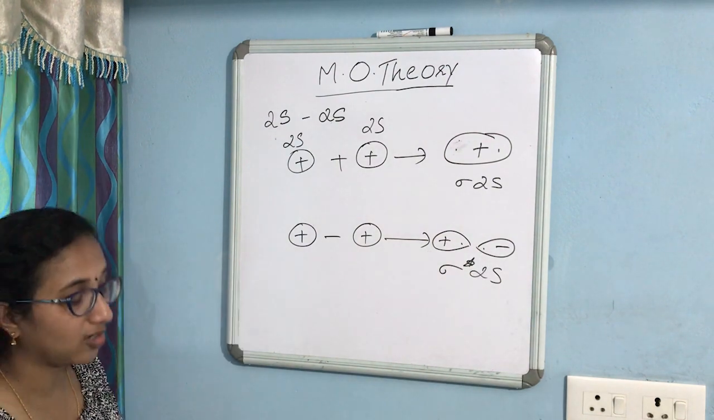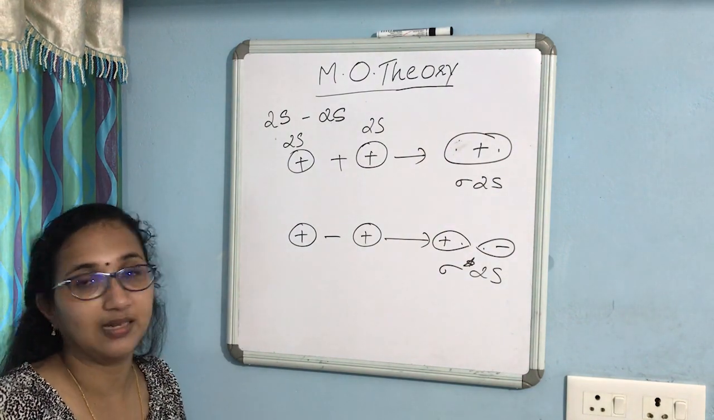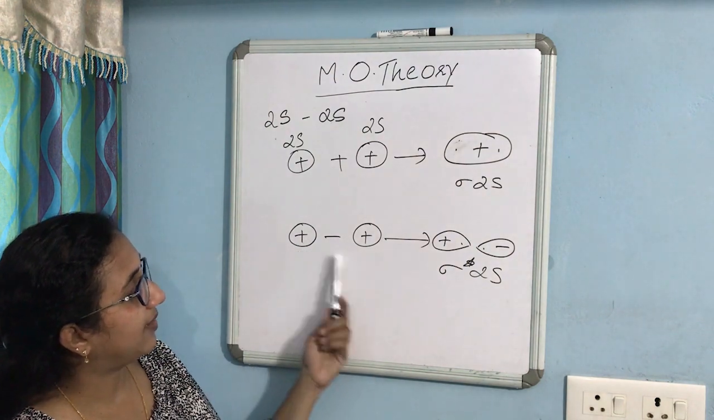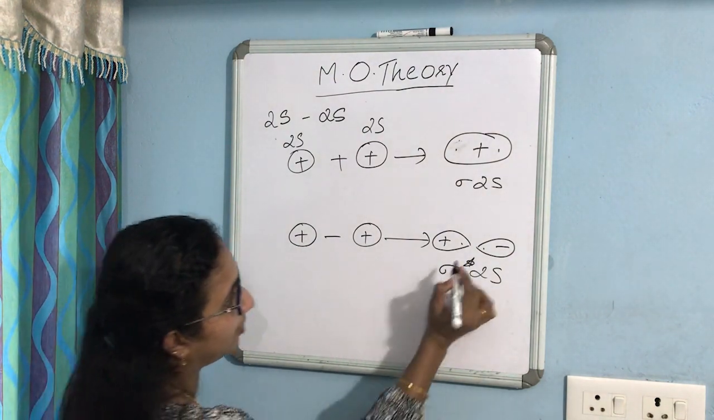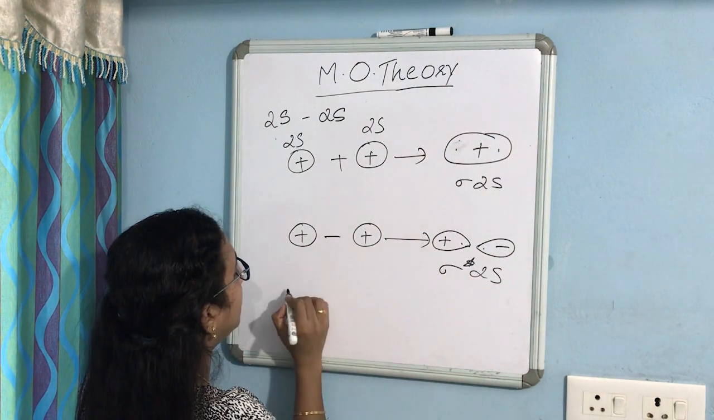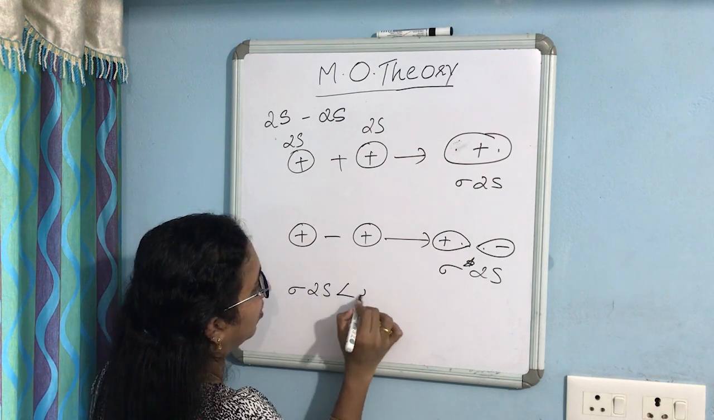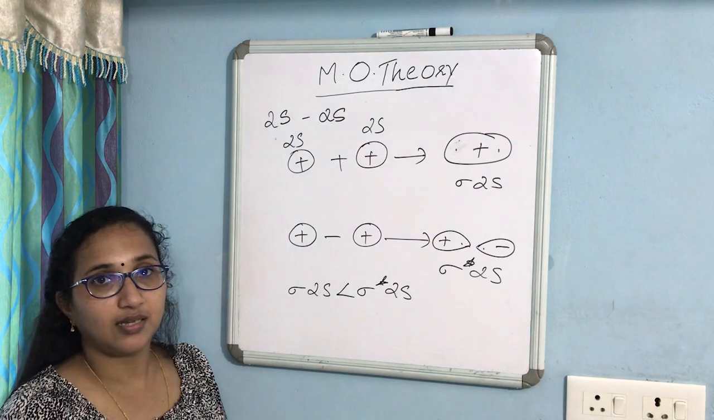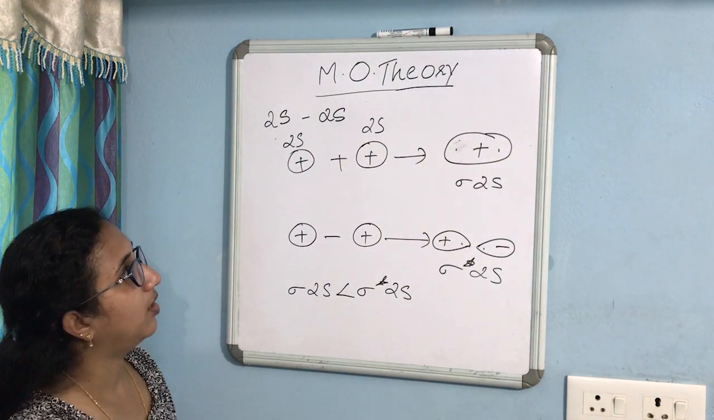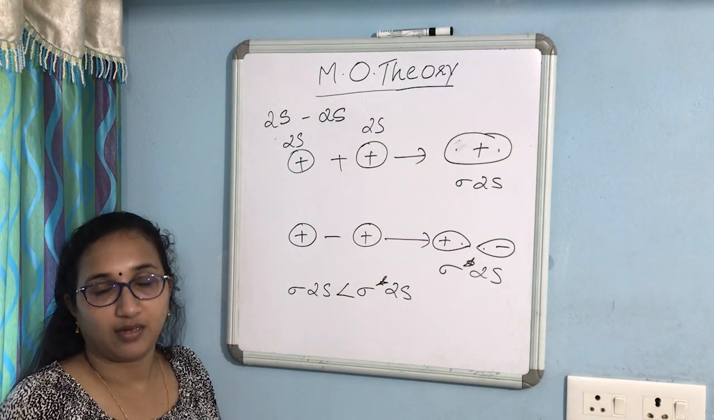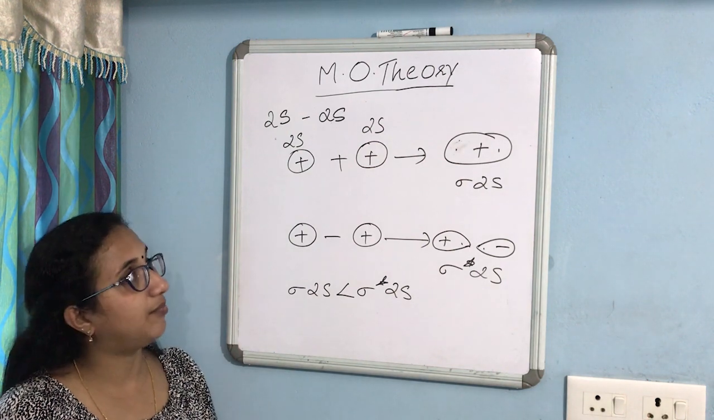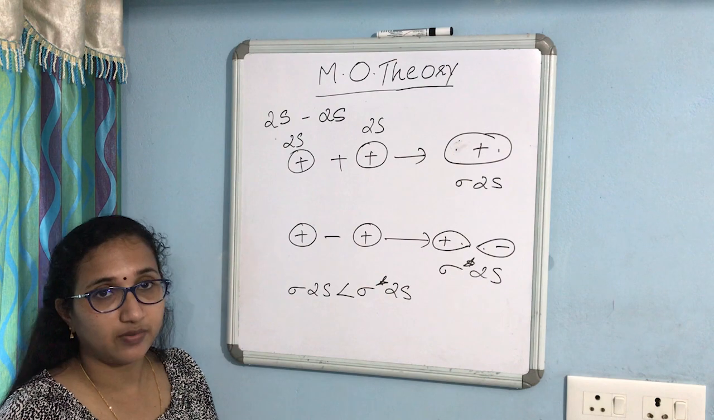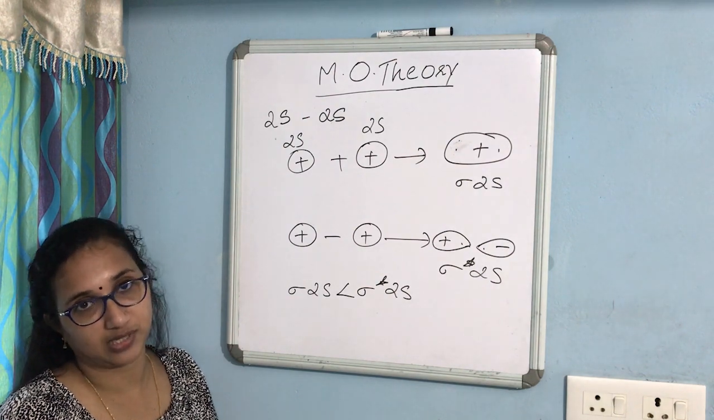Okay, so this is the combination of 2s atomic orbitals combined by addition to give sigma 2s and combined by subtraction to give sigma star 2s, and we know sigma 2s has lower energy than sigma star 2s. So this is the formation of molecular orbitals from s atomic orbitals. 1s combine to give sigma 1s and sigma star 1s, 2s combine to give sigma 2s and sigma star 2s.